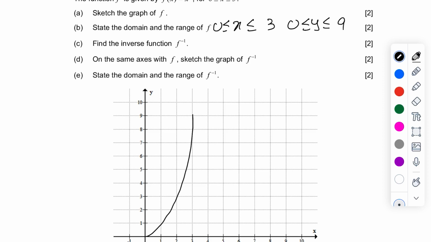Now write the inverse. Square root of x will be the inverse. On the same axis, draw this graph. It's going to be in this way. Again, it passes through 1, 1 and so on. Next, state the domain and range. So domain and range will be swapped. The range becomes the domain and the domain becomes the range.